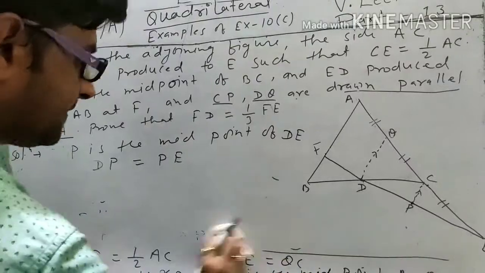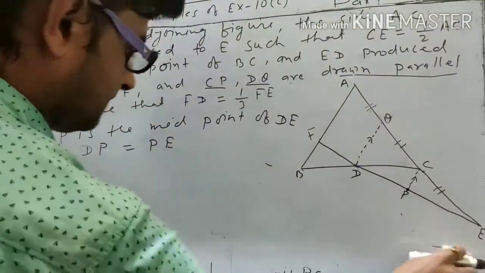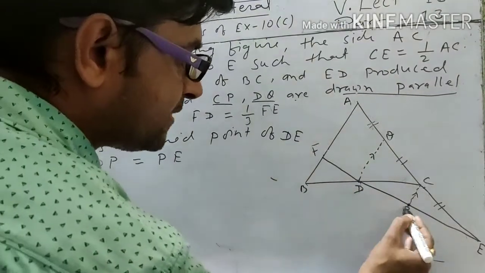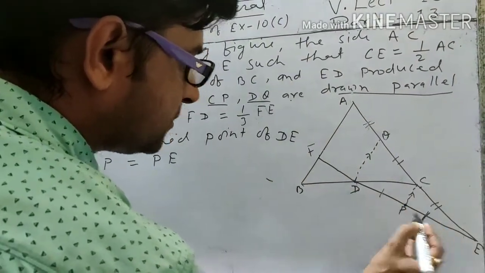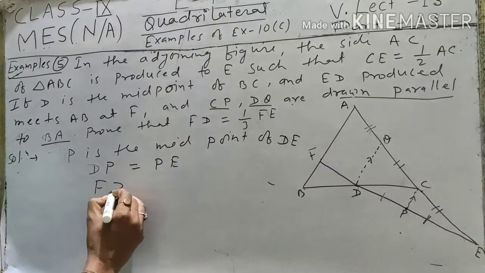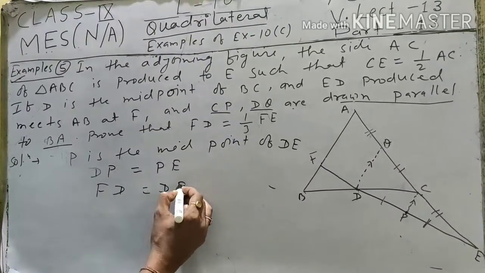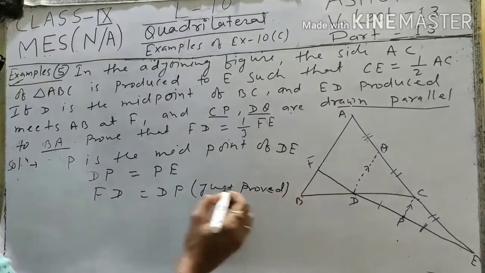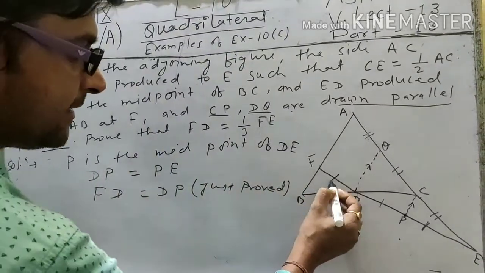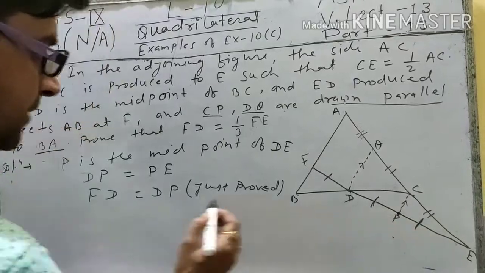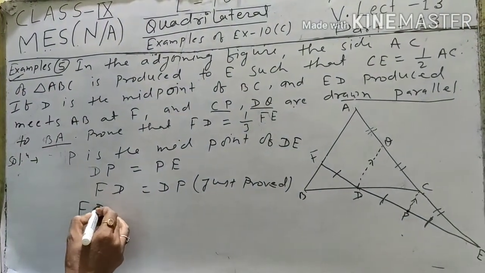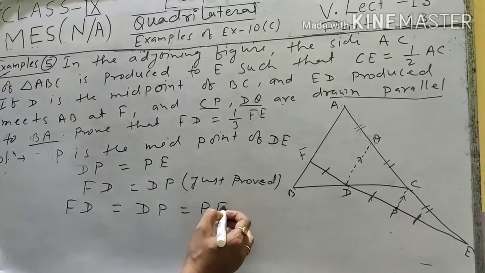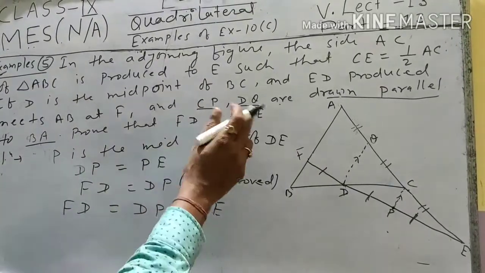So here student, we have two pieces of information. DP is equal to PE. That means this side is equal to this side. And FD is equal to DP, already proved, just proved. So in this case we can say this side is equal to this side is equal to this side. That means FD is equal to DP is equal to PE.